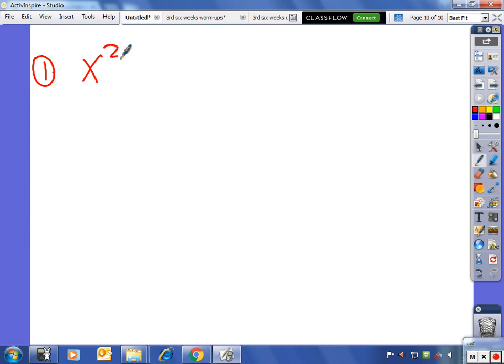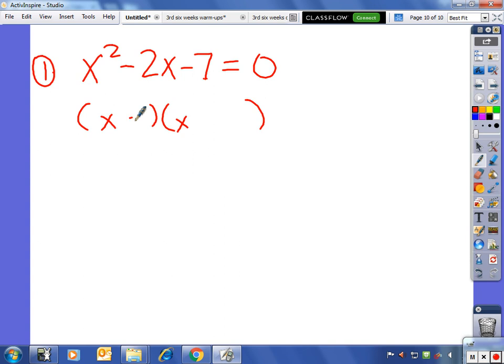X squared minus 2x minus 7 equals 0. If I wanted you to factor this, guess what? You can't. Why can't you factor this? Okay, well, let's just try to. What are the factors of 7? What are the only 2 factors of 7? 1 and 7. Will they ever add up to a 2? So guess what? You cannot factor this.